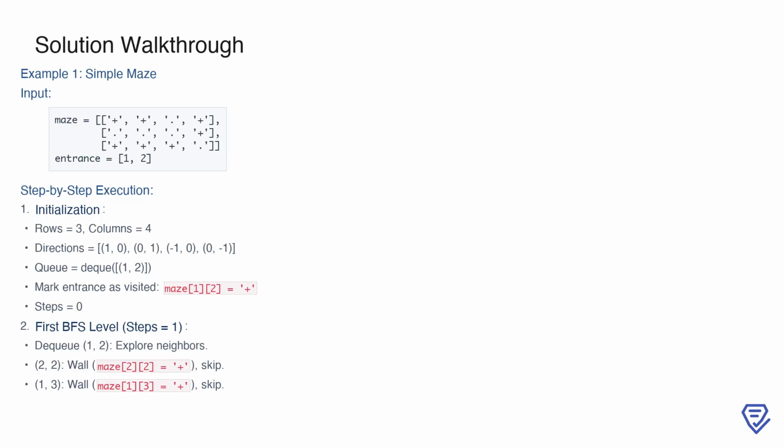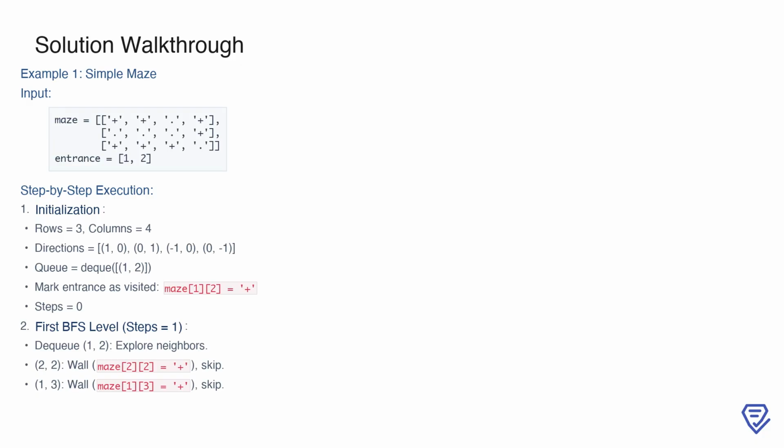To solve the problem of finding the nearest exit in a maze, we use a breadth-first search, or BFS, approach. Let's begin with example 1, where the maze is represented as a 2D grid. The entrance is at position 1, 2. First, we initialize key variables: the number of rows and columns in the maze, a list of possible movement directions, and a queue initialized with the entrance point. We also mark the entrance as visited by changing its value to plus. At this stage, the number of steps is set to 0.